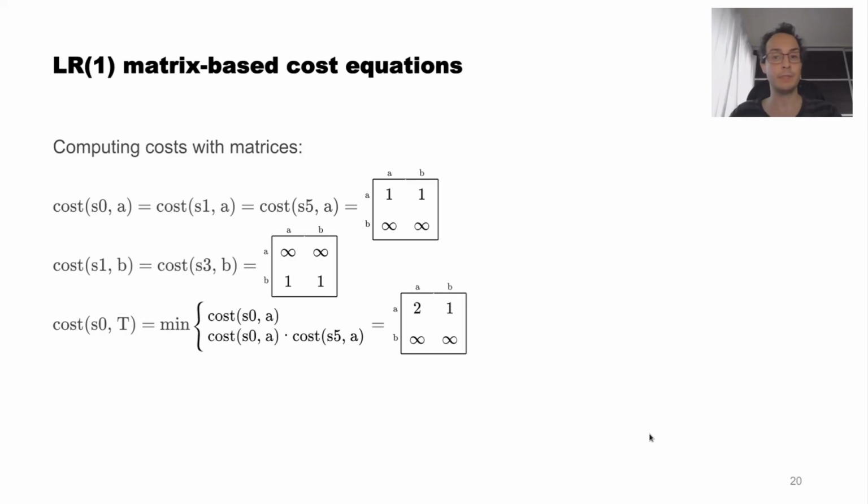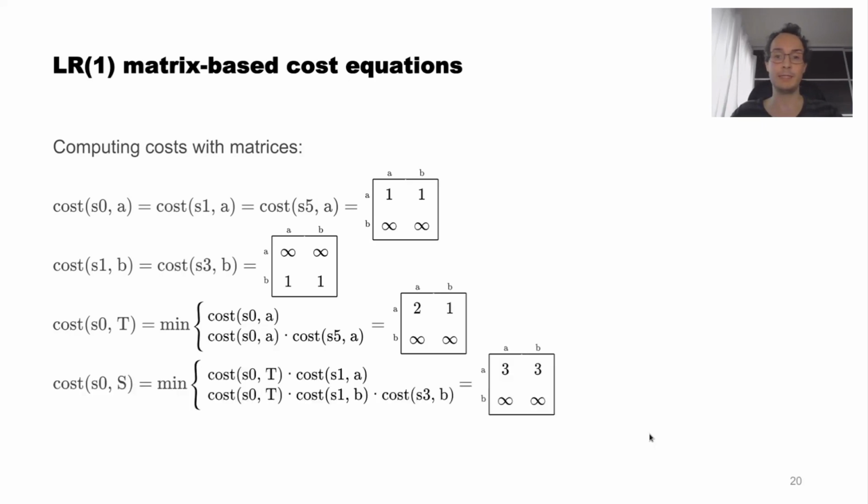Now, the non-terminal cases. We keep the same equations, replacing addition with matrix product. We see that the dependency on lookahead tokens is preserved, and finally, we get the right cost.